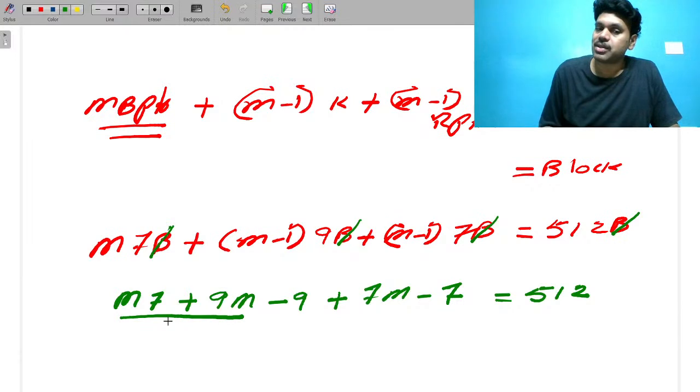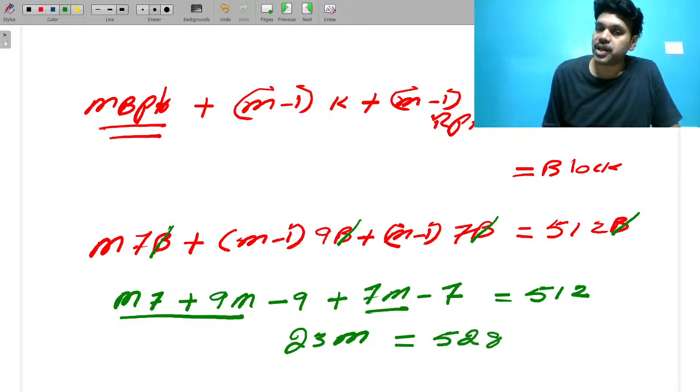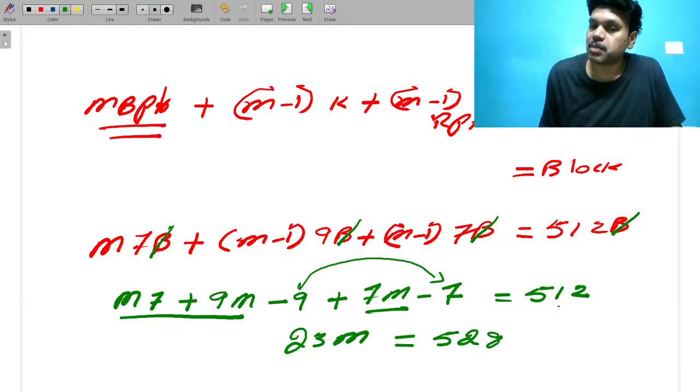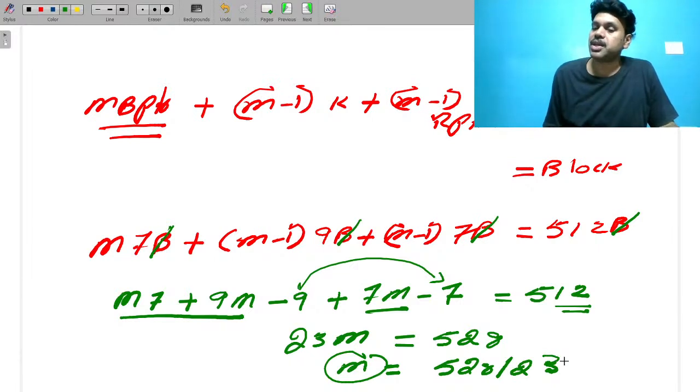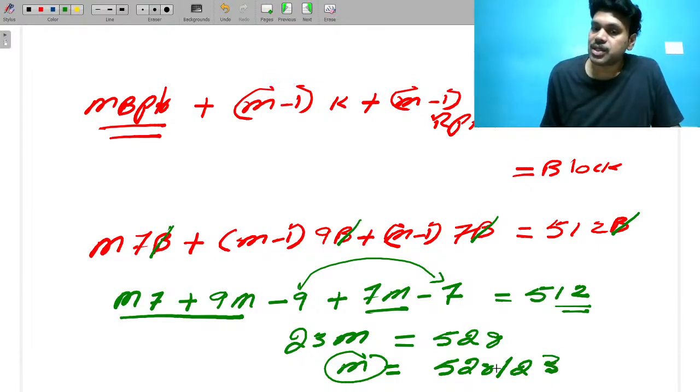My dear friends, so 16M plus 7M, 23M, is equal to 528, because 9 plus 7 is 16, and 512 plus 16 is 528. So M is equal to 528 divided by 23. This is your value according to B tree. So you have found the M value. So the M value is nothing but 528 by 23. So roughly it is 24, I guess.